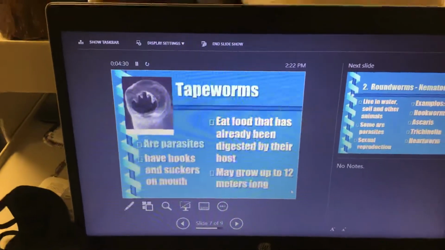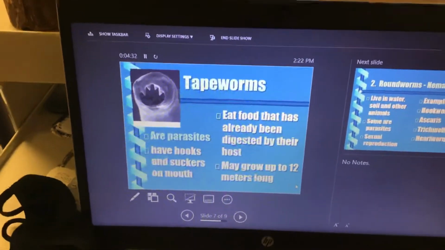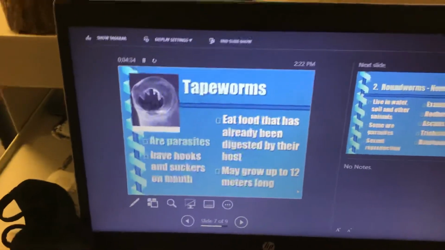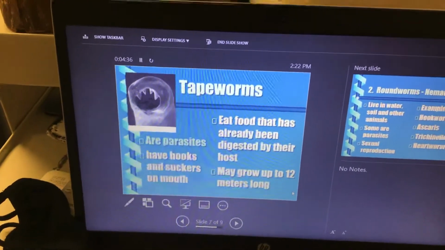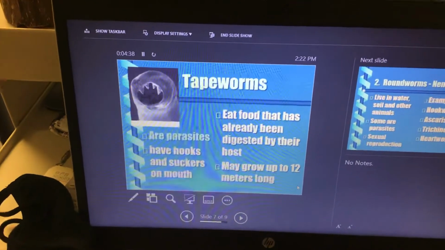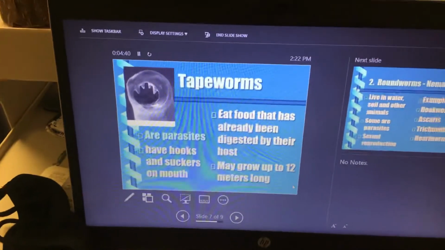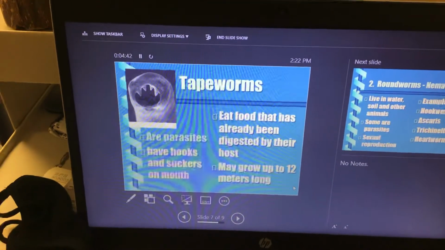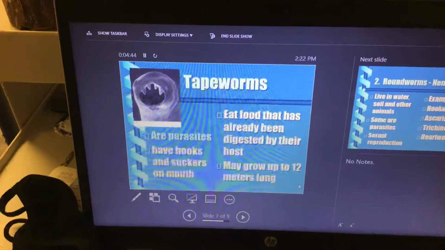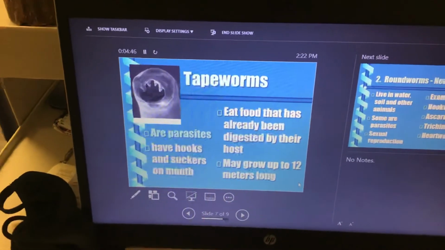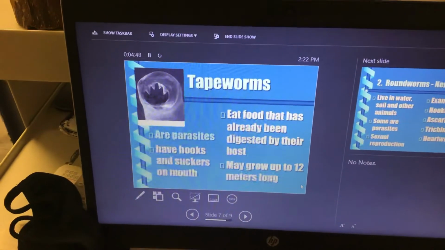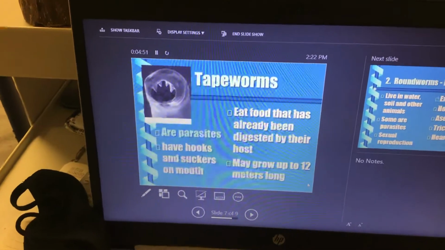Then tapeworms, like I was kind of saying, they are parasites. I'd write this down. They have hooks or suckers on their mouth. You see that picture there? That is a zoomed in, magnified picture. They'll hook into your intestine and basically slurp up all of your digested food. So they don't even digest it themselves. They let you do it. And they can grow super, super long.